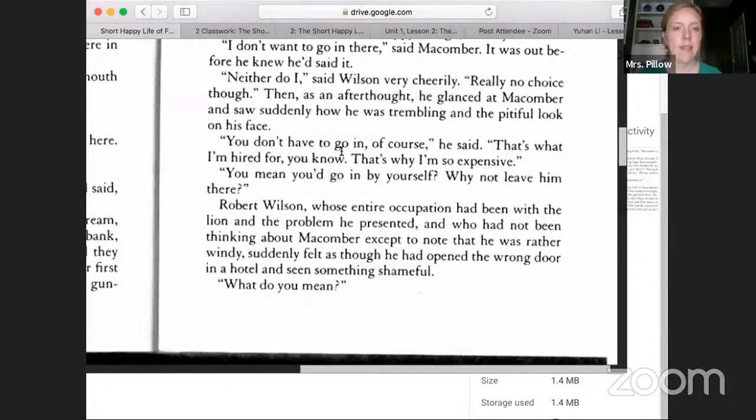Okay. And that's following right after Wilson said, you don't have to go in, meaning you don't have to go into the bush to kill the lion by hand. He said, that's what I'm hired for. You know, that's why I'm so expensive. And then McCumber says, you mean you'd go in by yourself? Why not leave him there? What's Robert Wilson's reaction to that?